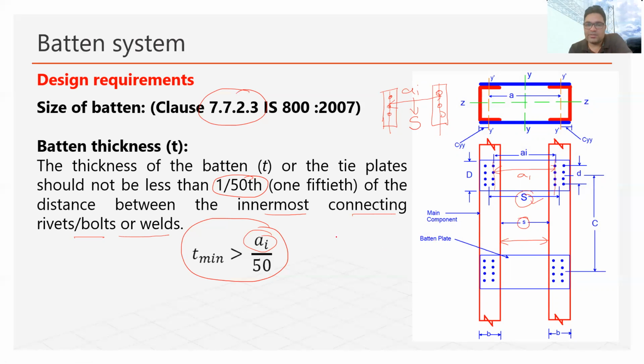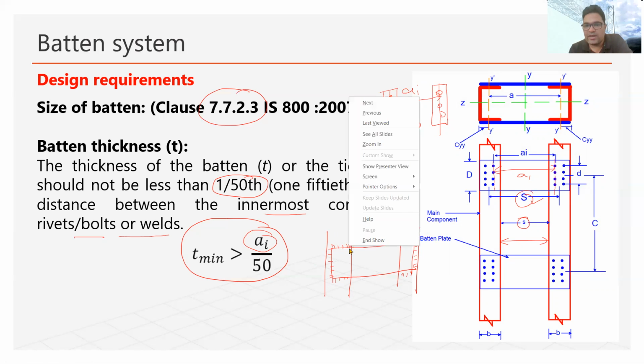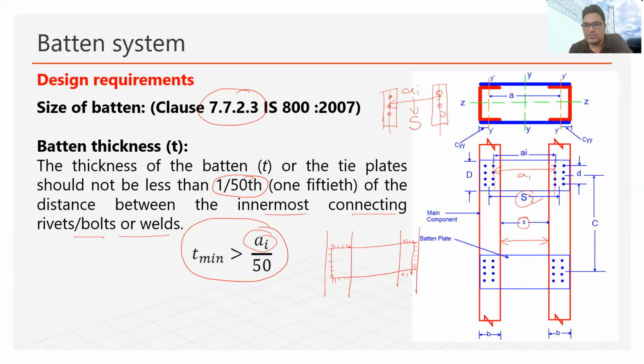Similarly, if by chance there are weld plates, say for example, like this is the batten, and there may be welding like this, and here also. So the innermost point of the weld from this side and the innermost point from this side will decide the value of a_i. Weld may be up to this point or maybe somewhere here, but we simply need to see which one is the innermost.